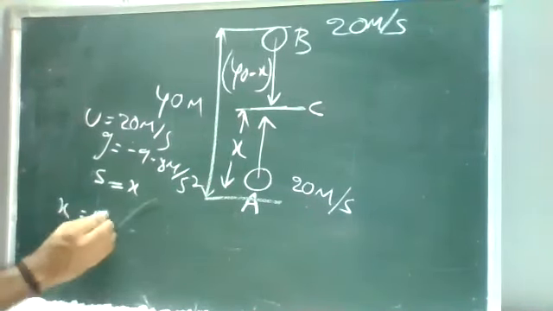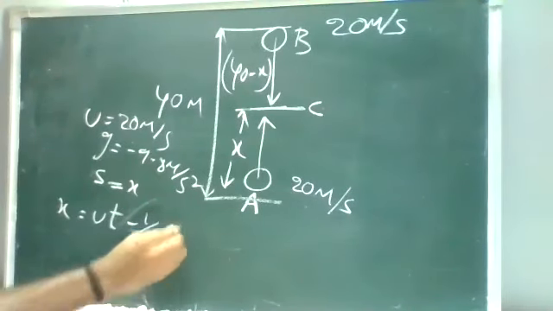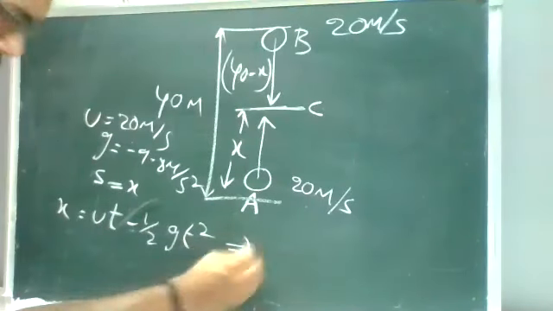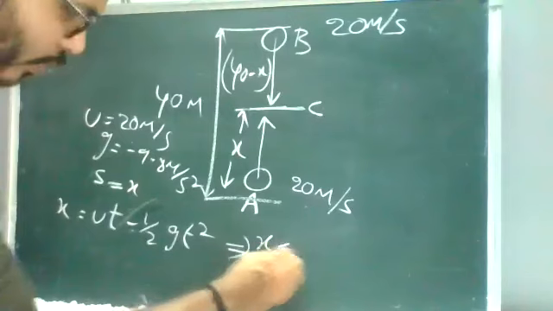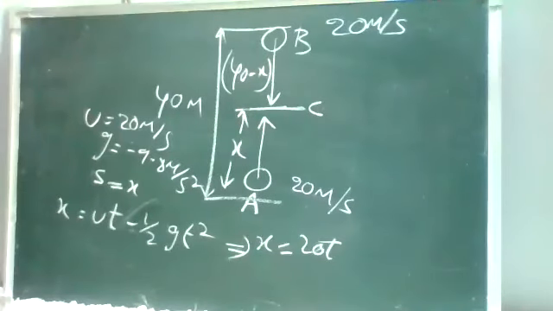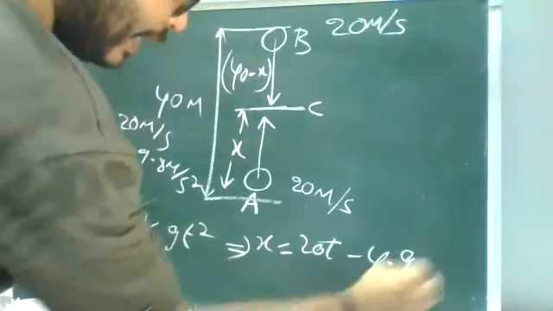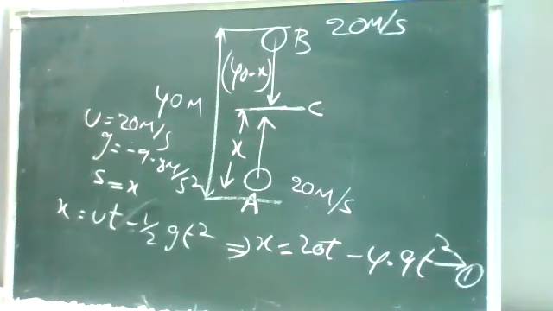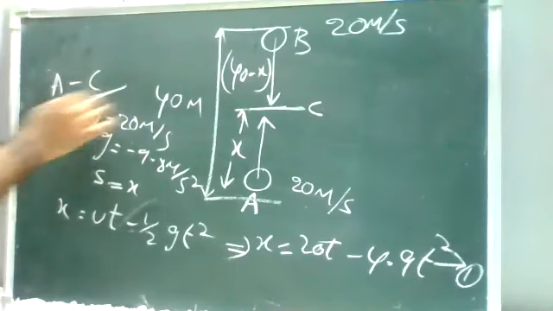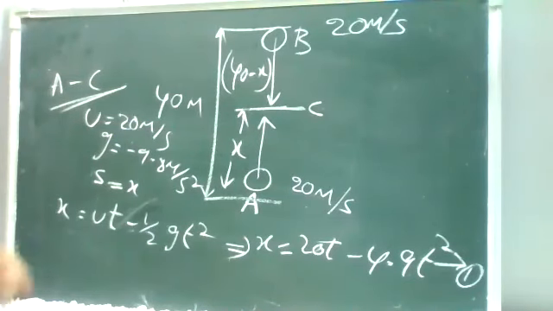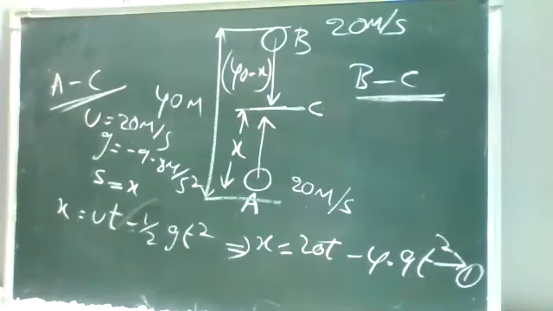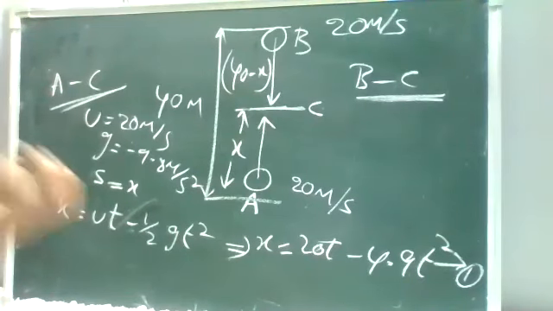x is equal to ut minus half gt square. I know the u value and the g value. So when you substitute into the relation, we will get x is equal to 20t minus 4.9 t square. It is your first equation, for A to C. In the same way, we are going to find the relation for B to C. Then when you solve those two equations, you'll get the displacement x.